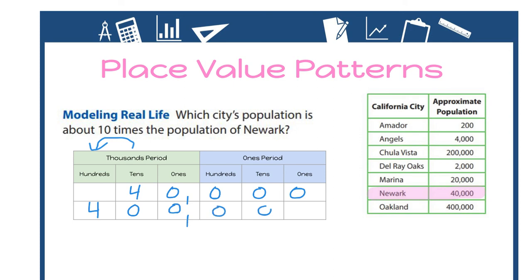400,000 is the number that is 10 times greater than 40,000. So we're going to look which city has the population of about 400,000, and Oakland is the city with the population of about 400,000. So we can state that Oakland's population is about 10 times the population of Newark.